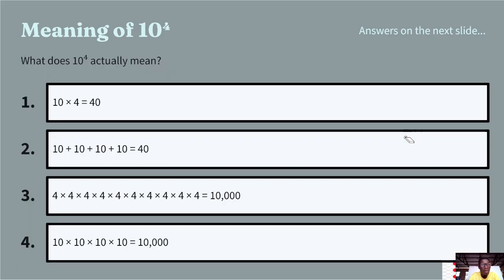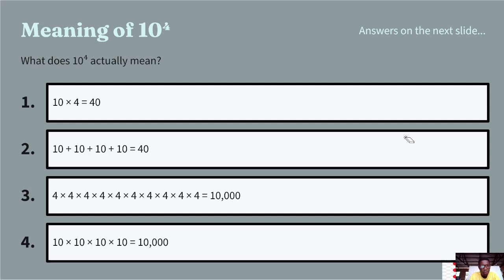So what is the meaning of 10 exponent 4? Let's try our hands on this. You can pause the video and then work it out and then select the right answer. Okay, so let's proceed. Let's really understand what 10 exponent 4 means.